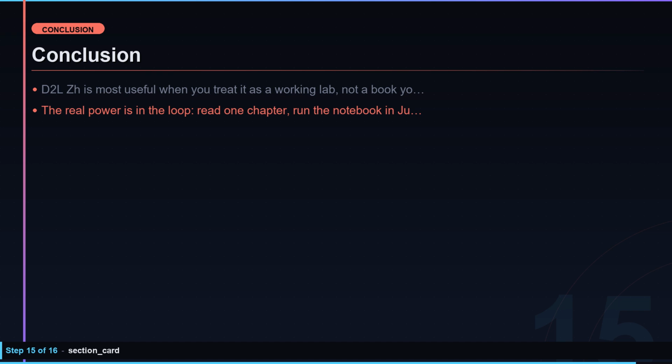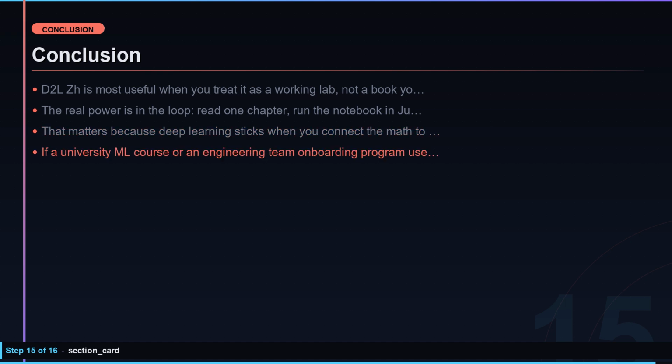D2L Zh is most useful when you treat it as a working lab, not a book you just skim once. The real power is in the loop. Read one chapter, run the notebook in Jupyter, ask questions in the discussion forum, then change the code and see what happens. That matters because deep learning sticks when you connect the math to a live example. If a university ML course or an engineering team onboarding program uses it well, learners can move from a simple chapter on regression or image classification to a small internal project much faster than they could from slides alone.